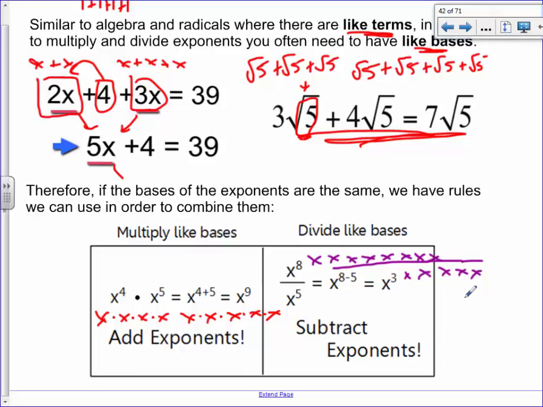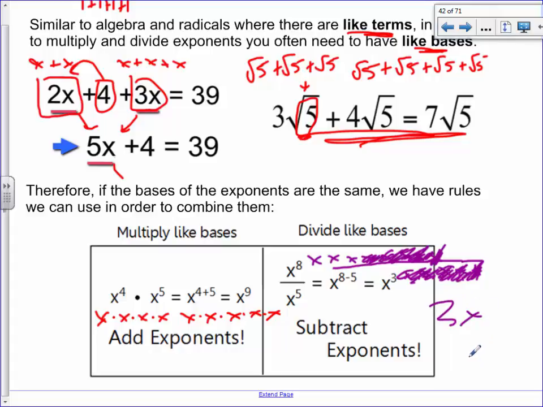You guys know what happens when you have something on the top and bottom of a fraction that's the same, right? It cancels. You heard that phrase before? So watch this. This x can cancel with that one. This one can cancel this one. This one can cancel that one. This one, this one, this one, that one. Okay, I ran out of x's to cancel. How many are left? So the answer is 3x.